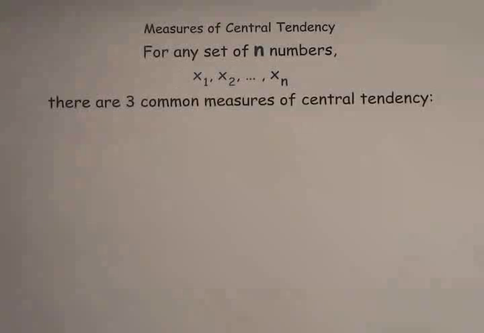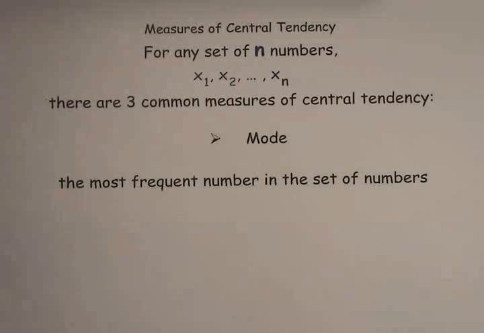Statisticians use statistics to summarize a set of numbers. One of the things of interest is something called a measure of location. Another term for measures of location is the measure of central tendency, and that's just what the numbers tend to center around. There are three common measures of central tendency that I want to mention today.